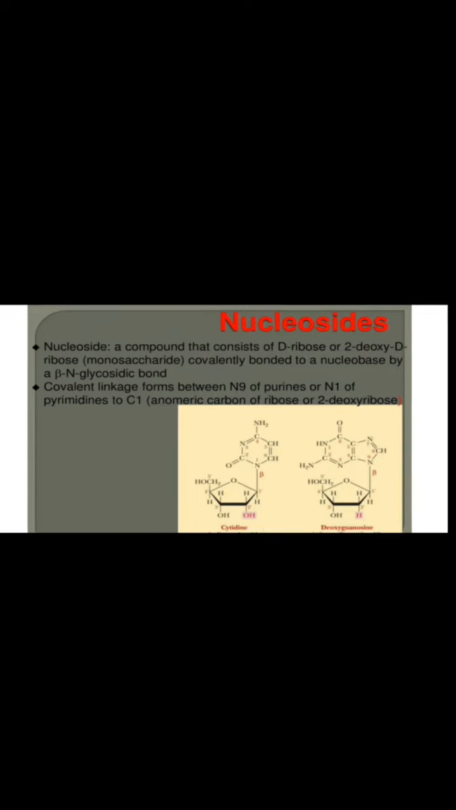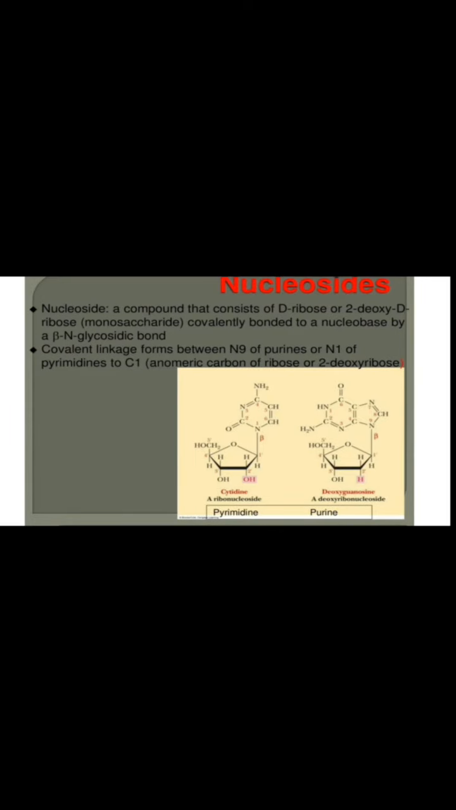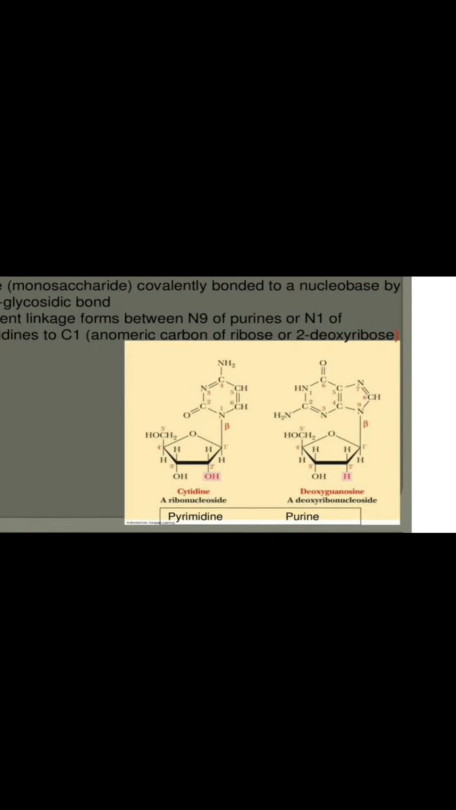Nucleoside. This is the structure of a nucleoside. A nucleoside is a compound that consists of D-ribose or 2-deoxy-D-ribose monosaccharide covalently bonded to a nucleobase by a beta-N-glycosidic bond. The covalent linkage forms between N9 of purines and N1 of pyrimidines to the C1 anomeric carbon of ribose or deoxyribose. So this is the structure of pyrimidines and purines.